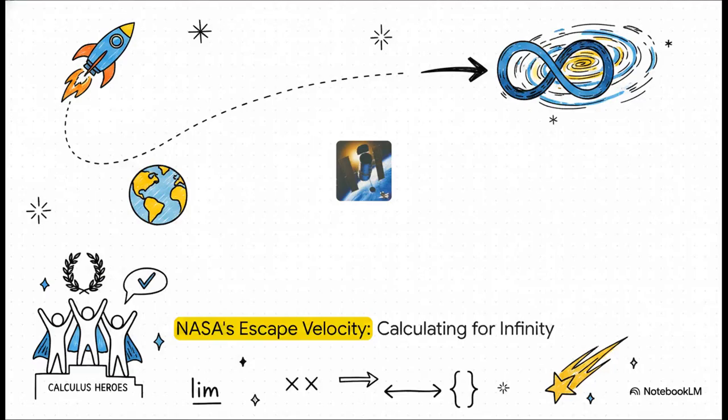Over at NASA, engineers have to calculate something called the escape velocity. They absolutely need to know exactly what happens to an object's trajectory as its distance from Earth becomes infinite. Think about it. If the math fails out there in the infinite horizon, the whole mission fails.